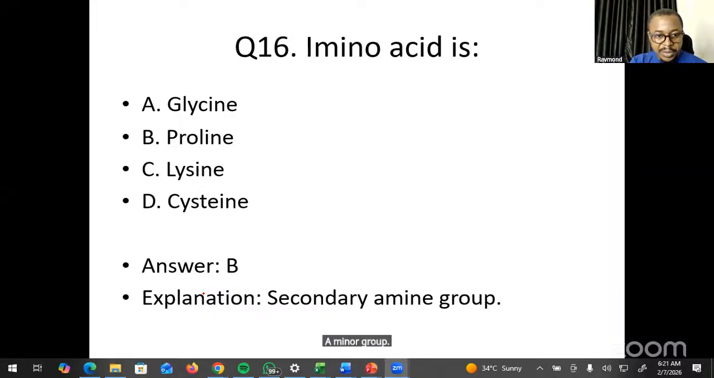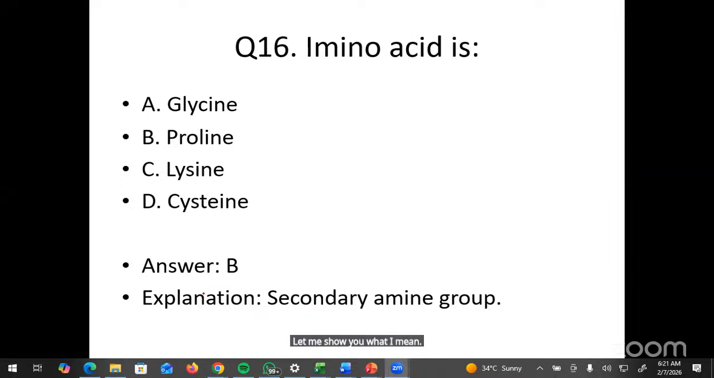Let me show you what I mean. So for this amino group, every other amino acid found in proteins is a primary amino acid because the amino group is free. But for proline, proline looks like this.